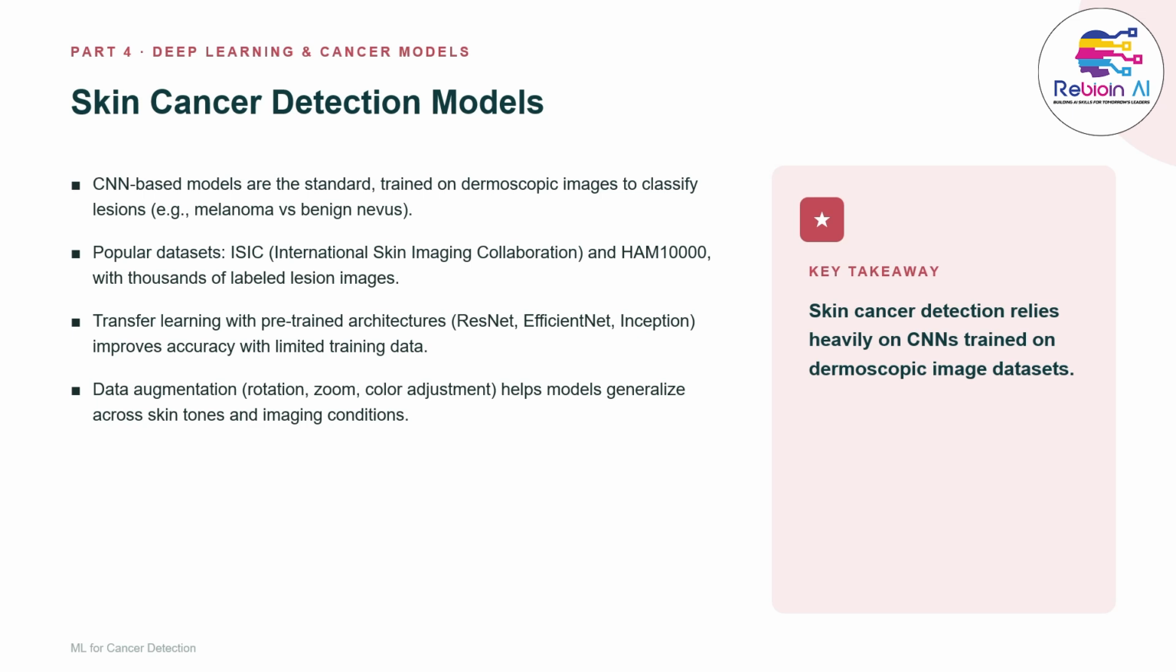Transfer learning is heavily used here too. Architectures like ResNet, EfficientNet, or Inception, retrained on general images, get fine tuned specifically on skin lesion data because skin appears differently across skin tones and lighting conditions. Data augmentation becomes especially important. That is, rotating, zooming, and color adjusting training images to help the model generalize across a diverse patient population.